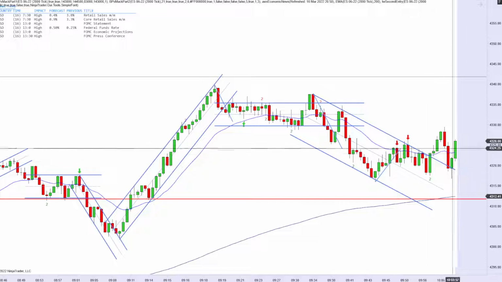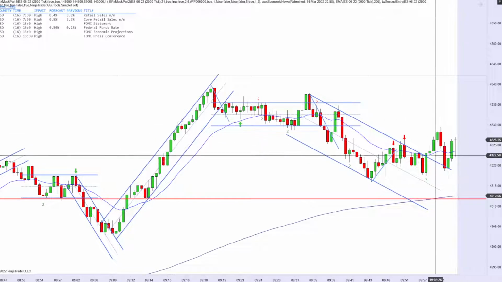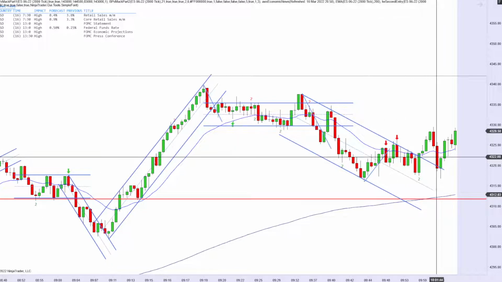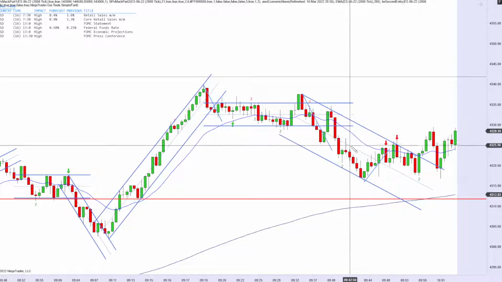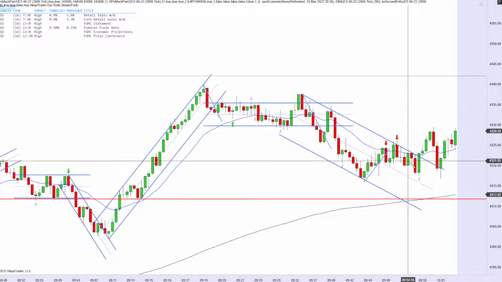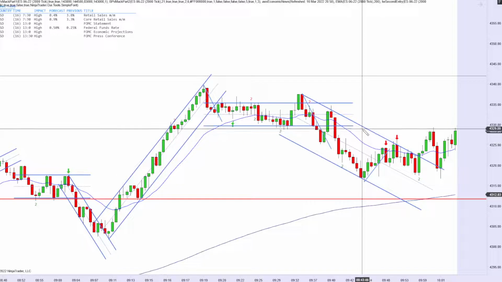Now, what I can see here is as we get more data, again, not looking to take any trades, not looking to go long or short. I want to see prices play out, but I do see somewhat of a range forming. EMA is flattening out. Prices are below, above, below, above.